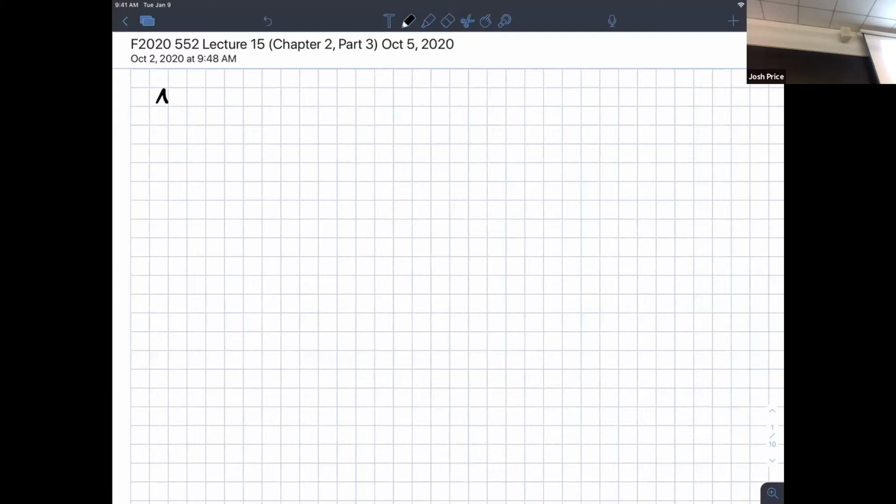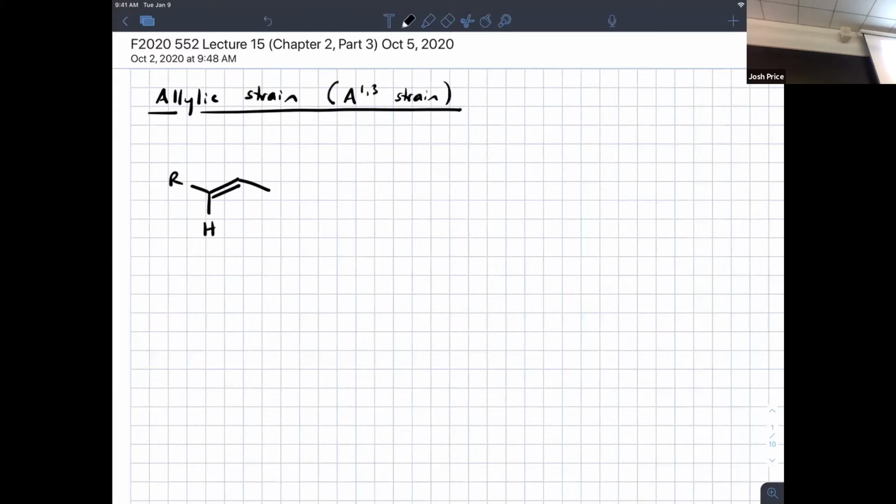One is called allylic strain, and sometimes it's called A13 strain, usually by people trying to sound like they know stuff, so now you know it too. It refers to an unfavorable steric interaction between a group that is on the allyl carbon.